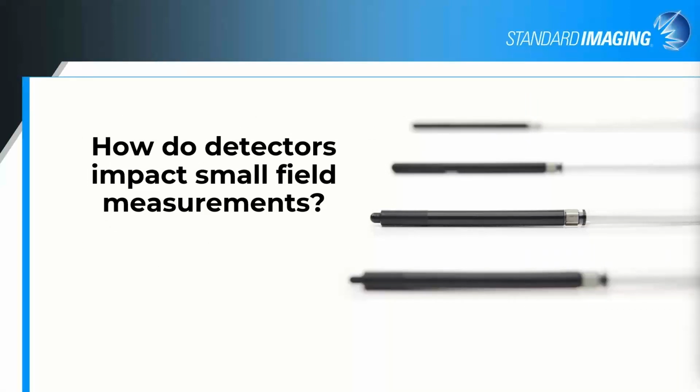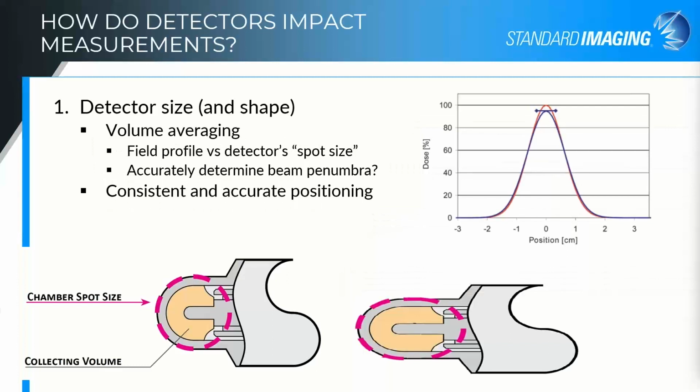So from that starting point, now the question is, when we're in these small field conditions, how do the detectors impact your measurements? So the very first one is really, how big is your detector? What's the size? What's the shape of your detector? Because there is geometric volume averaging that occurs just because you're integrating a signal over a specific finite region. No detector in the world is a perfect point detector. There's always some spot size, some integration region that may be large enough to affect the profiles that you're measuring.